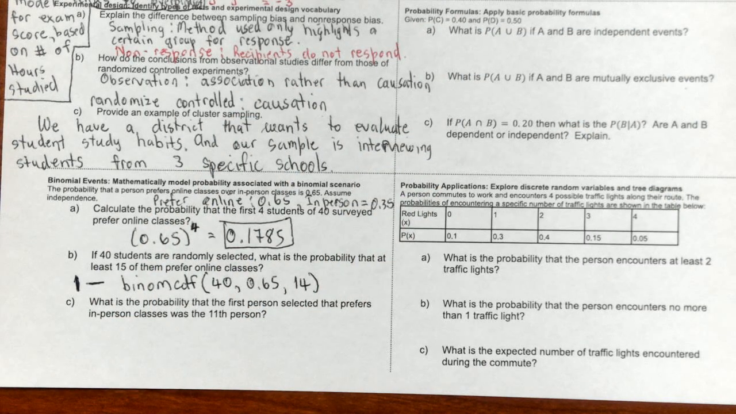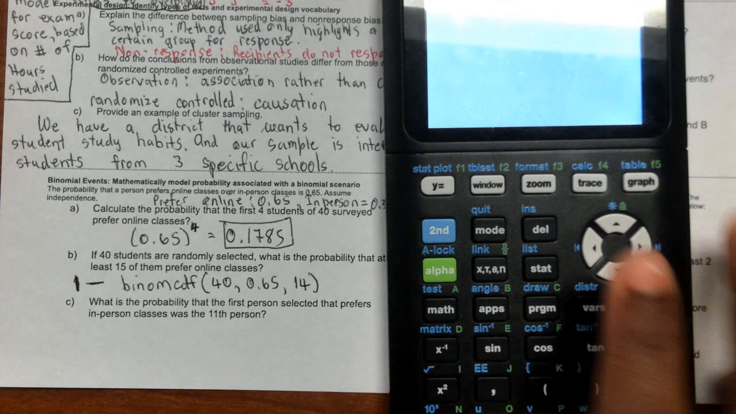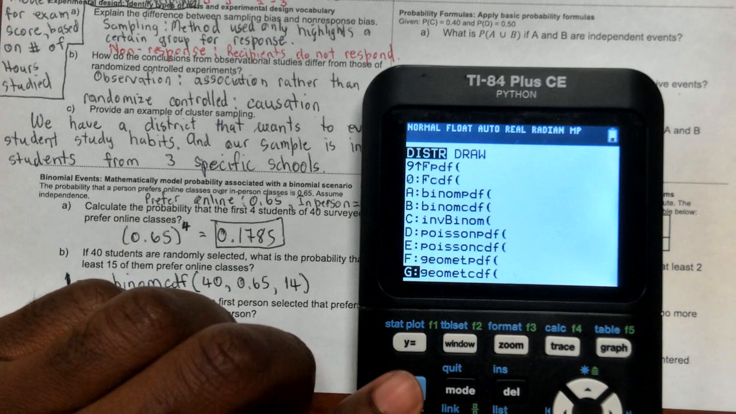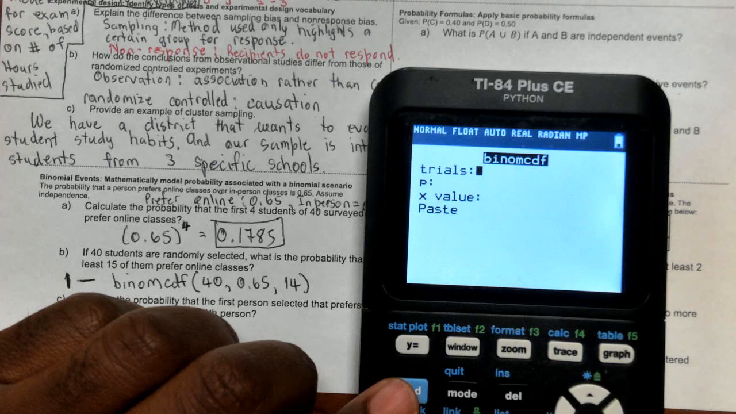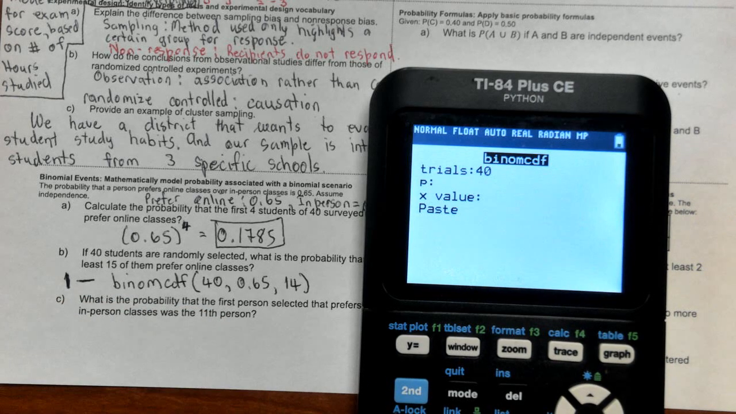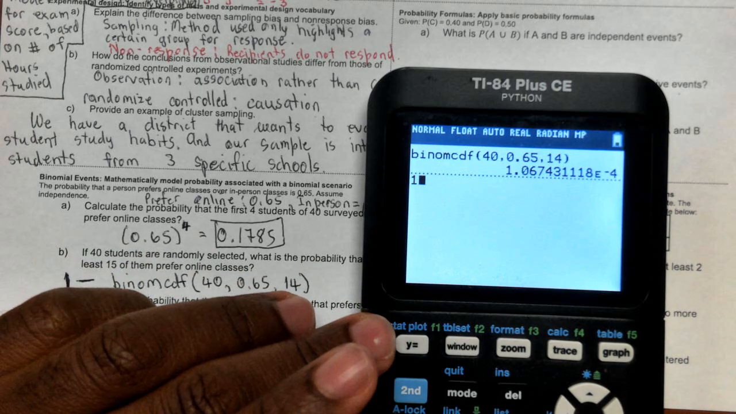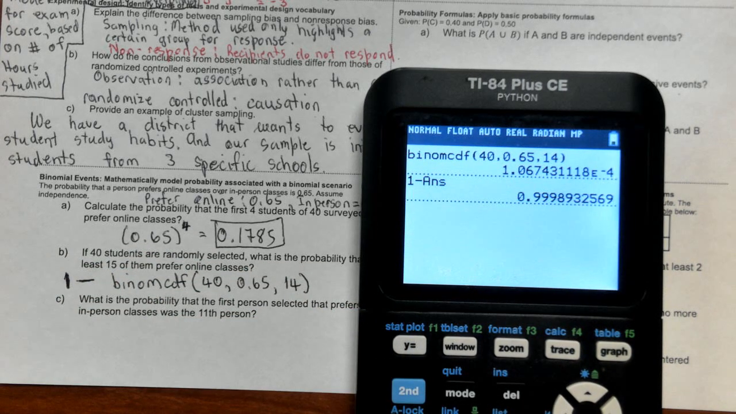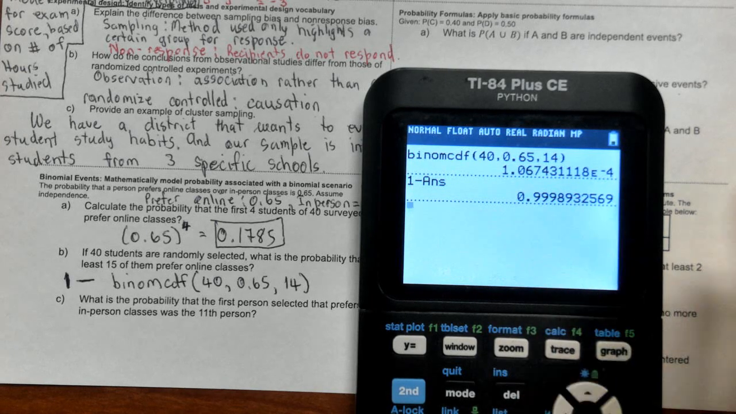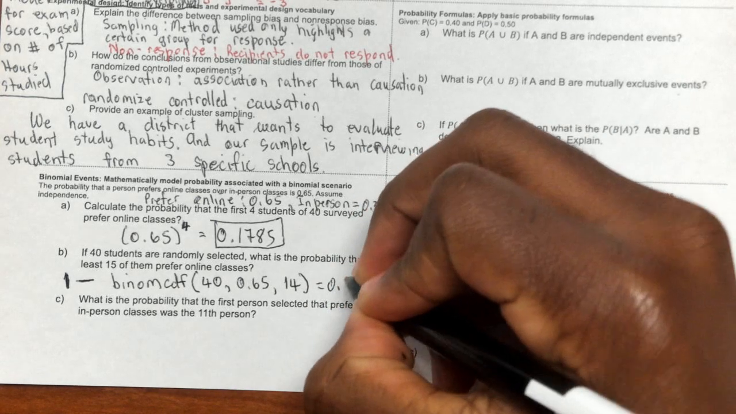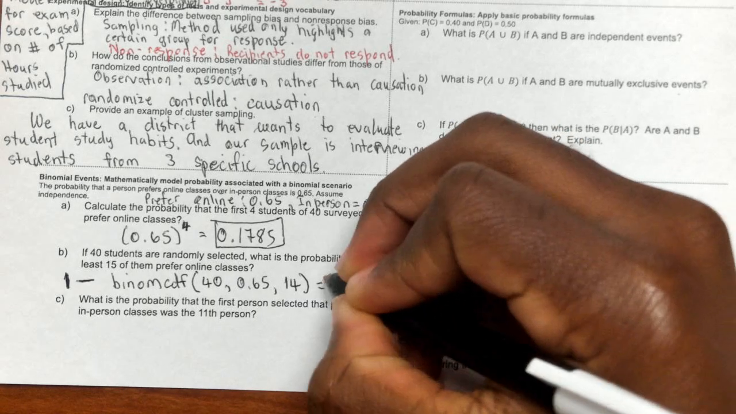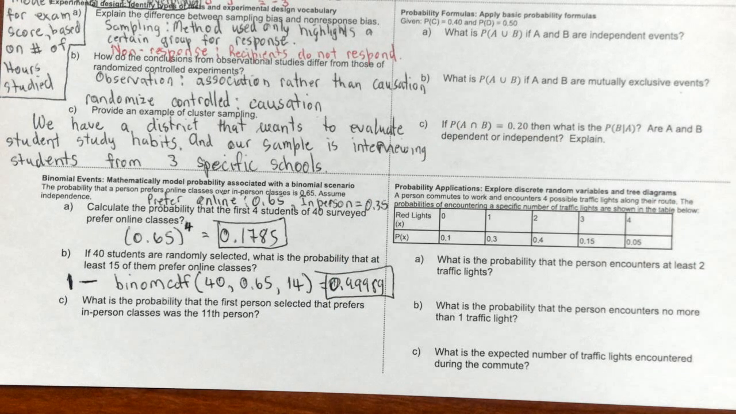So when you plug it in your calculator, guys, this is what it would look like. For second function vars, go up to your binomcdf. Your trials is 40, p-value is 0.65, and you're looking up to 14. Then we do 1 minus second function answer. So I got 0.99989. So it is almost extremely likely that 15 or more persons prefer online. Almost 100% likely.